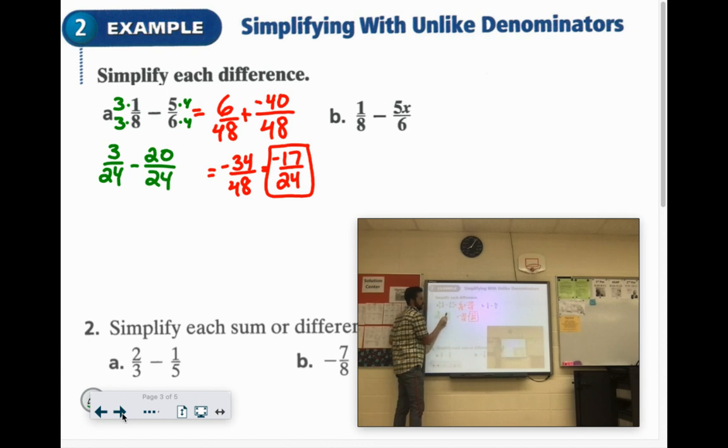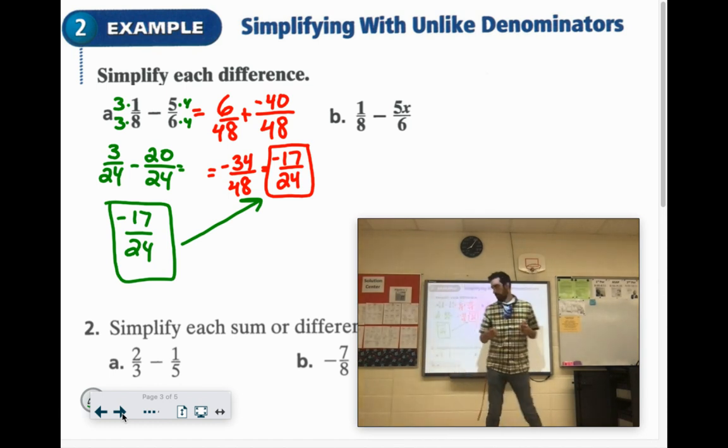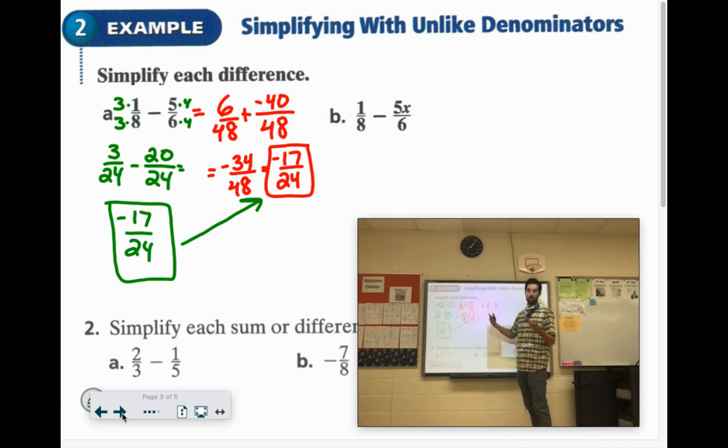Now we have 3 minus 20 is negative 17/24. Same answer. And it's just a matter of preference of which way you would like to do it. I personally like getting the smaller numbers first because then it makes it easier for me to simplify later. So like here we have the same denominators, 8 and 6. So I know that they both go into 24.